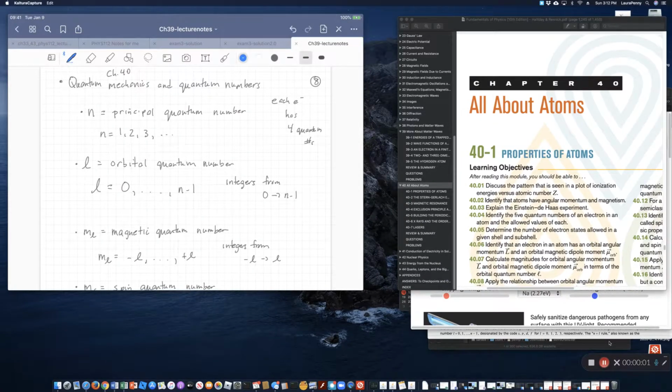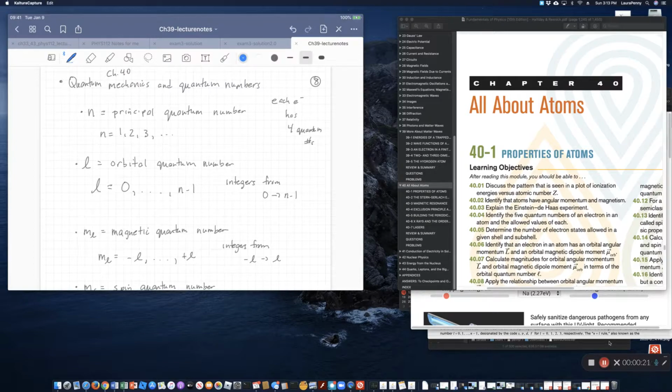All right, let's move it into chapter 40. Again, we're not going to do a tremendous amount here with chapter 40, but we will try to explain electron orbitals and talk a little bit about quantum mechanics and quantum numbers. This chapter is actually called All About Atoms.